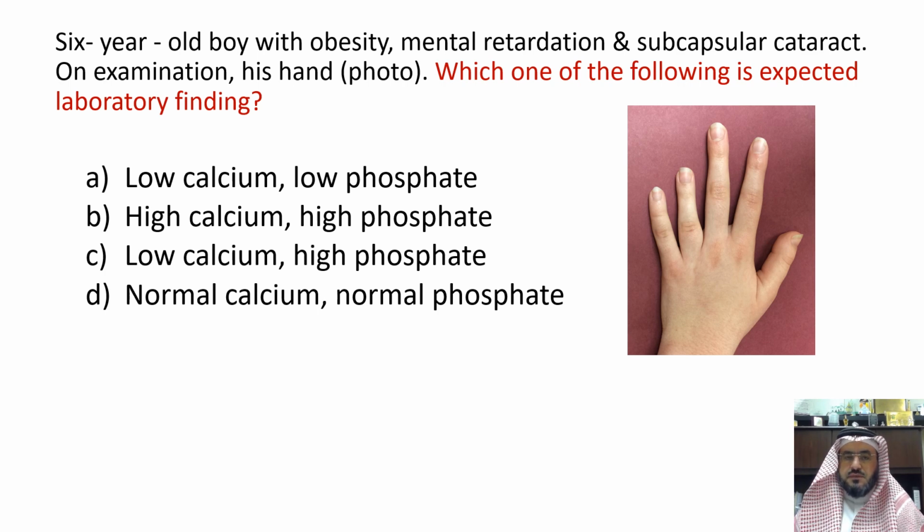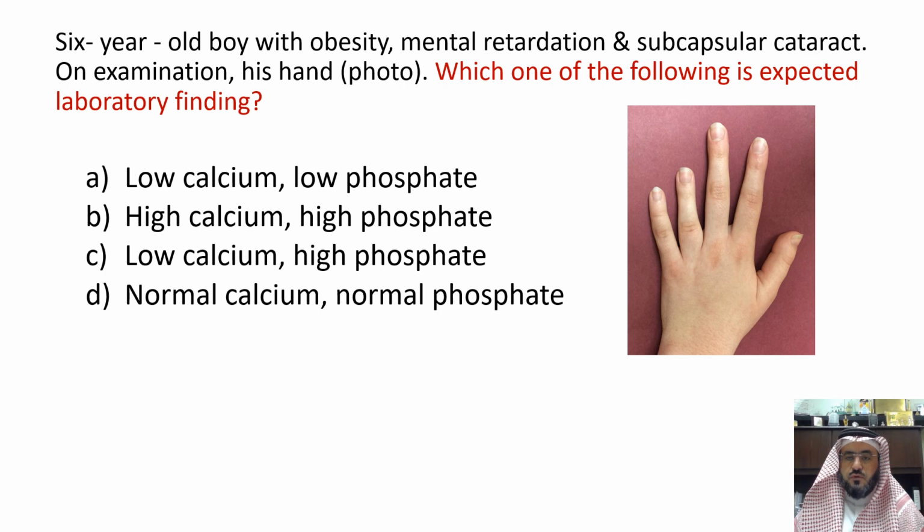Okay, now the second question: what do you think will be the diagnosis? A combination of short fourth metacarpal, obesity, mental retardation, and cataract. These combinations are under which diagnosis? Yes, pseudo-hypoparathyroidism. Correct. So you have to think about this one before you answer the statement of the question.